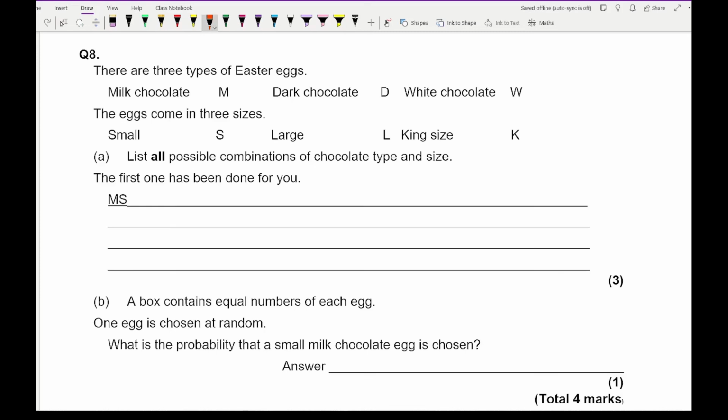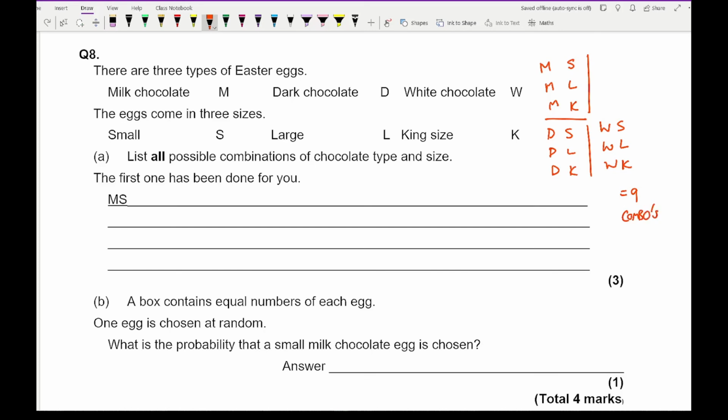So again, I'm going to set up my table, so I could have milk chocolate, in which I could have small, large and king. So again, M, M. Another option then is dark chocolate. So with dark, I could have small, large, and king. So D, D. And then with the third option of white chocolate, again, I could have small, large, and king size, giving me a total of 9 combinations.